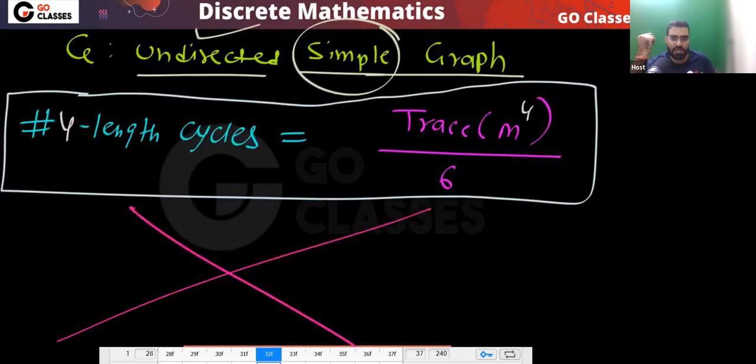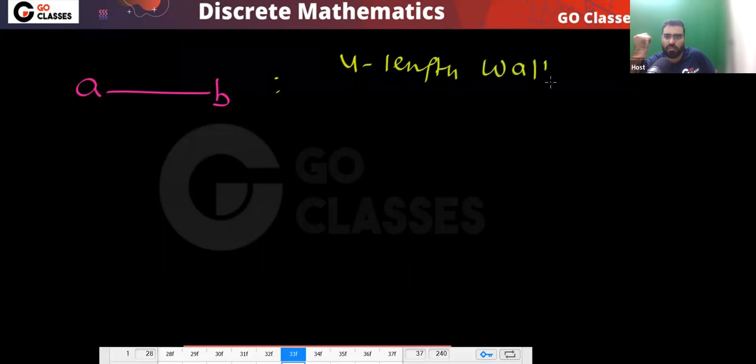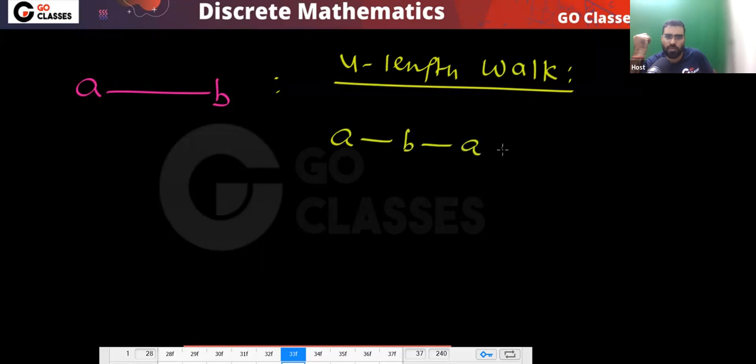See, very simple observation. Because of even one edge, you can get a 4 length walk. From A, you can go to B. From B, you can go to A. From A, you can go to B. From B, you can go to A. Is this clear to everyone? So this will not work for a four length cycle.